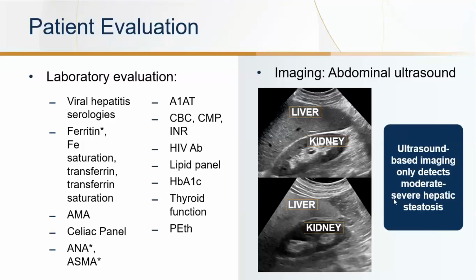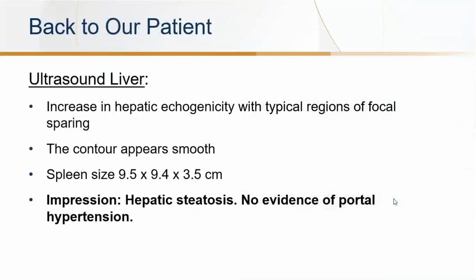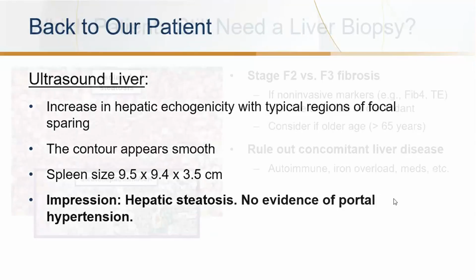For JP, the ultrasound can detect moderate to severe hepatic steatosis. This is JP's ultrasound showing increased hepatic echogenicity. The contour of the liver appears smooth. That's important. And the spleen size is within normal range. So JP has hepatic steatosis without evidence of portal hypertension.